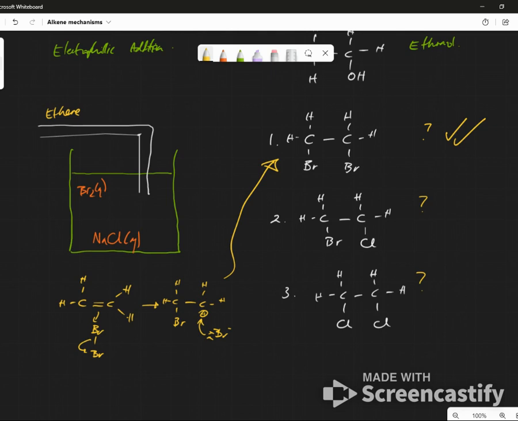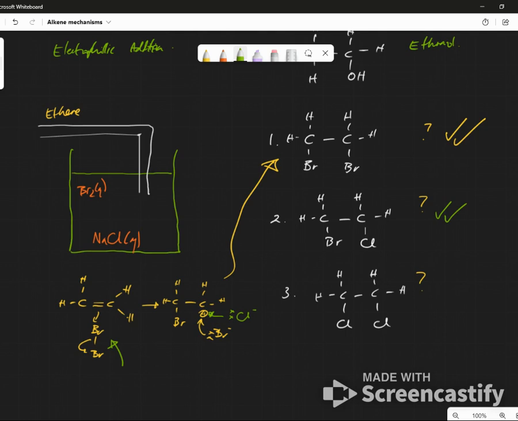Well, yes, number 2 is possible. Because what happens with number 2? Well, this happens, first of all. And then you get this intermediate here. And in the mixture, if I've got bromide ions and I've also got chloride ions, they can both attack this carbon. And if the chloride gets there first, we'll get number 2, won't we? So number 2 is possible. Do you see that? Because I've got chloride ions in the mixture, the chloride ions can overtake the bromide ions and can give me the product. So number 2 is possible.